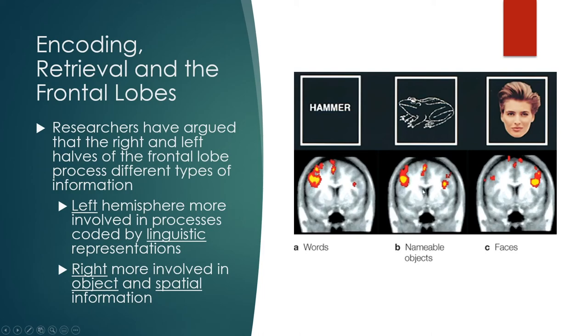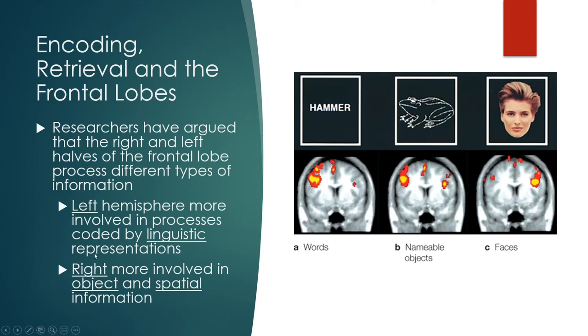But here you're kind of getting both, right? So you have this frog, you have the shape of the frog, the object of the frog, but you're probably saying in your mind the word frog, and that might be pulling up this linguistic representation of the frog. Whereas a face, someone that you've never seen before, there's no way to really name that person. And she's kind of purely an object. It's kind of centered on the right side.